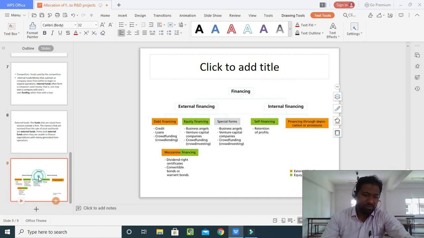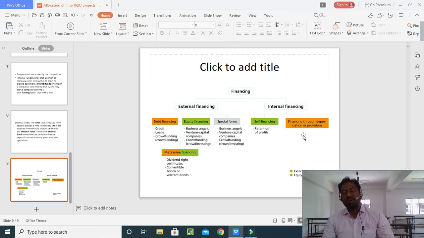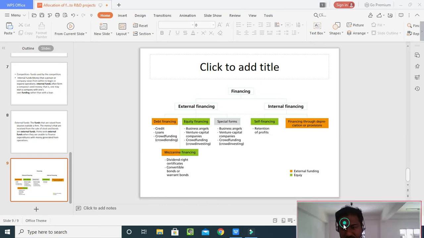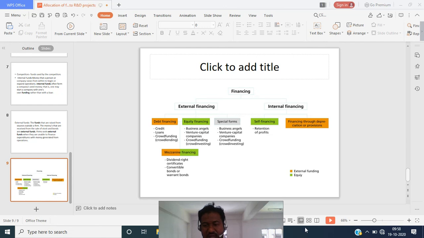So here I have a picture where you can understand how the finance should be and how it will focus on it. See, financing will have internal financing and external financing. Internal financing they will get by self-financing, by retention of profits, or financing through depreciation provisions. That means whatever the work taking place within this criteria, they will go for it.